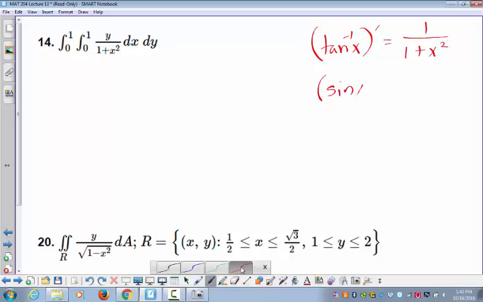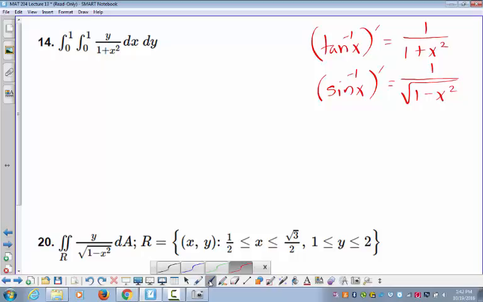Inverse sine, anyone remember that one? One over the square root of 1 minus x squared. So those are the two most common ones. Inverse secant, sometimes you'll maybe see. That has the absolute value of x on the outside and then x squared minus 1 on the inside.